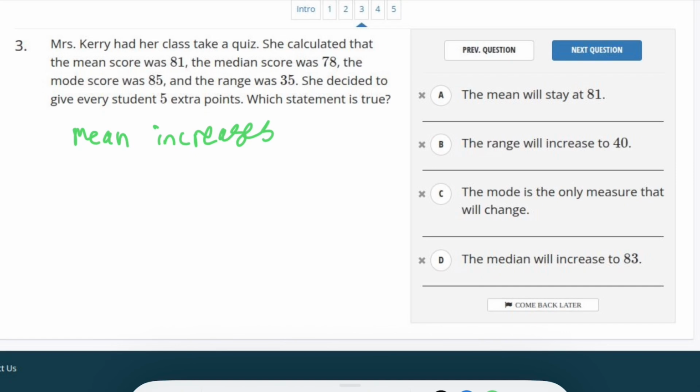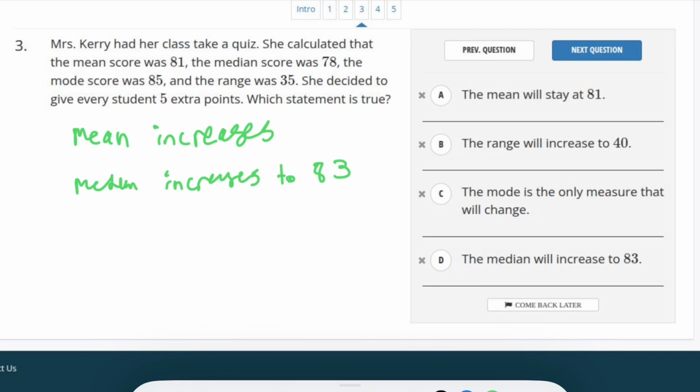Next, median. The median was 78. So if you add 5 extra points, as I mentioned in our previous problem, it will stay in the same data position, but the value will increase by 5. So 78 will turn into 83. So the median increases to 83.